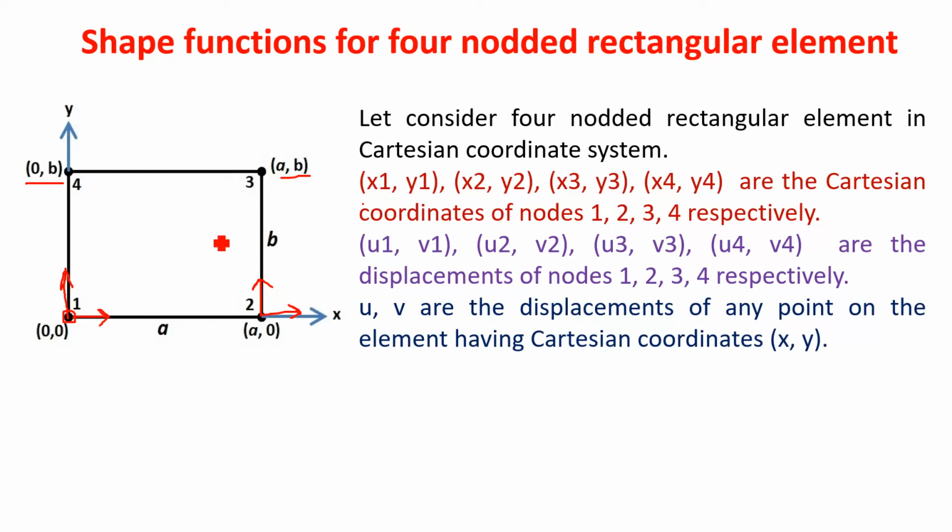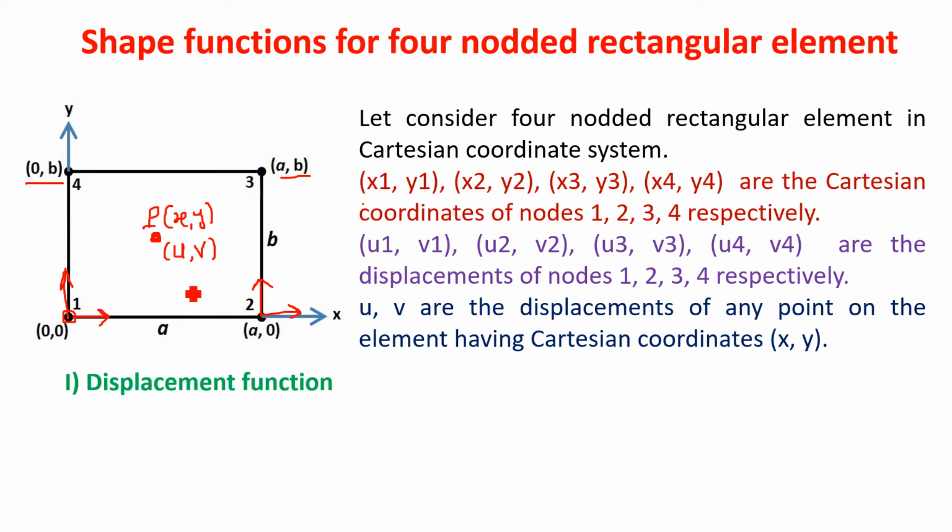If you select any point P on this rectangular element, let us assume this is point P. This point P has Cartesian coordinates x y and displacements at point P are u and v. So if you select any point on the rectangular element, the Cartesian coordinates of this point P are x y and displacements of this point P are u v.